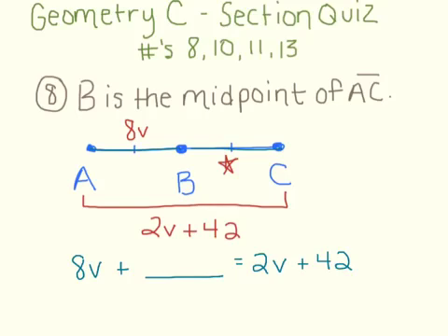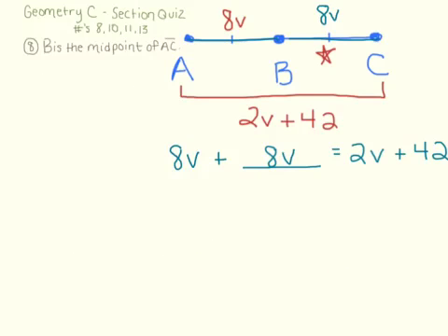And if I know that B is a midpoint, these little markings, remember, right here, mean that these two segments are equal. So if this is 8V, then this over here has to be 8V as well. So I should be able to add together 8V and 8V to get the total. So 8V plus 8V equals 2V plus 42. Okay, so now I've moved some things around on you, but this is the equation that we're working with right here. 8V plus 8V equals 2V plus 42.